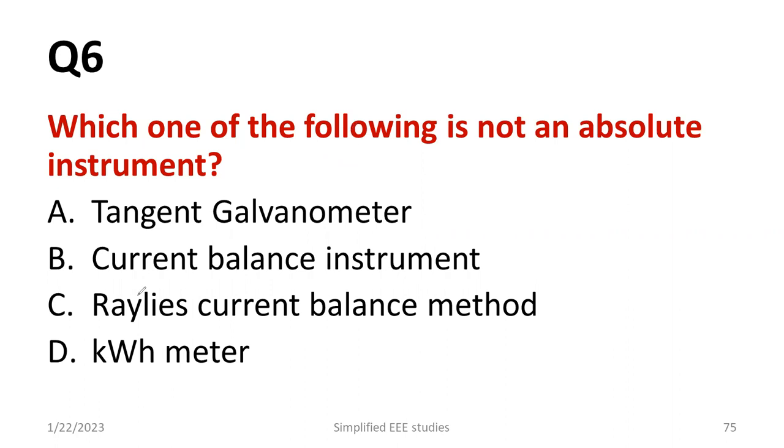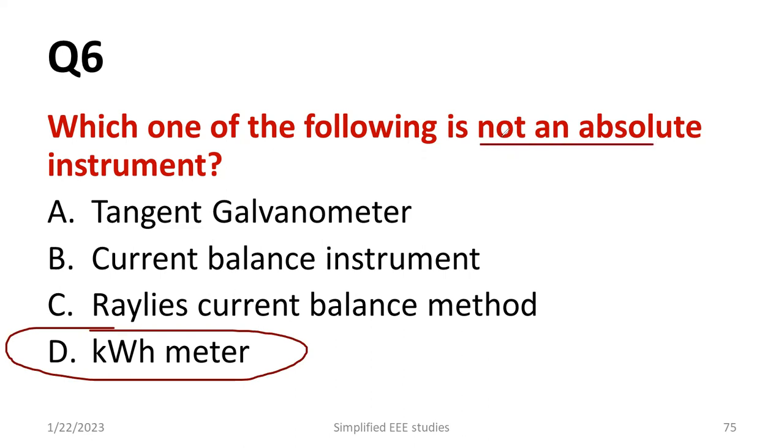But in the particular question, if you inspect the given options, it is found that a tangent galvanometer is an example of absolute instrument. Current balance instrument is also another example of absolute instrument. And the Rayleigh's current balance method is also another absolute instrument. But the kWh meter, I already told you that it's a secondary instrument. In that, we can categorize it into integrating instrument. Kilowatt hour meter is also known as energy meter. So energy meter is an example of integrating instrument and it does not belong to absolute instruments. So as far as the question is concerned, which one among the list is not an absolute instrument? I can go ahead with the kWh meter. I think it's clear to everybody.